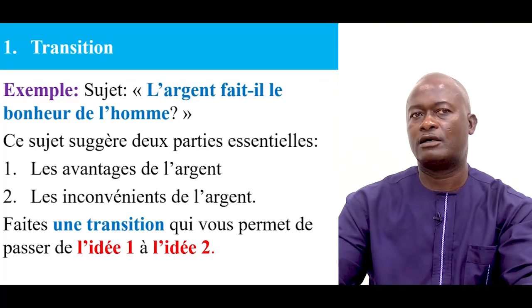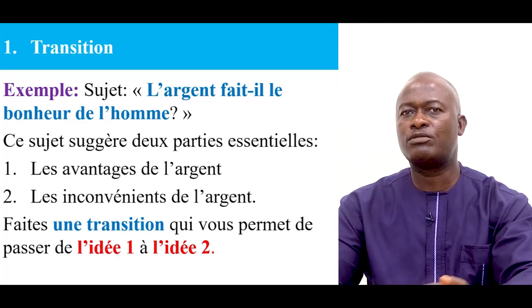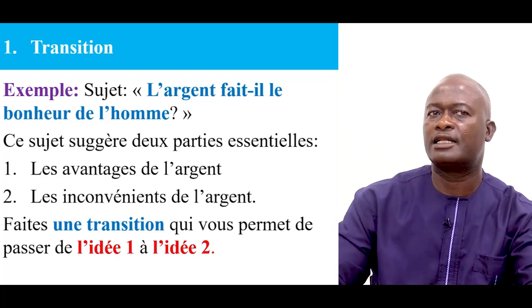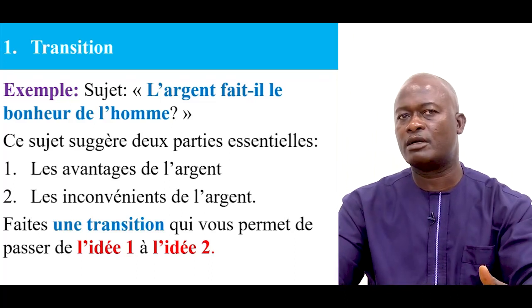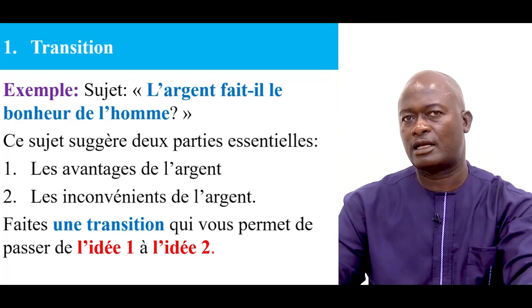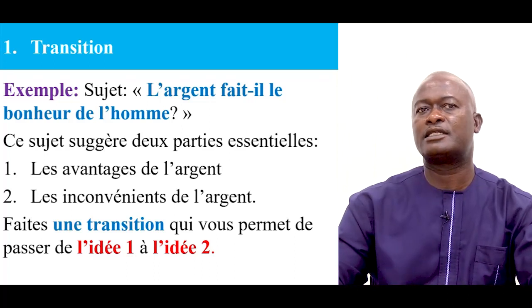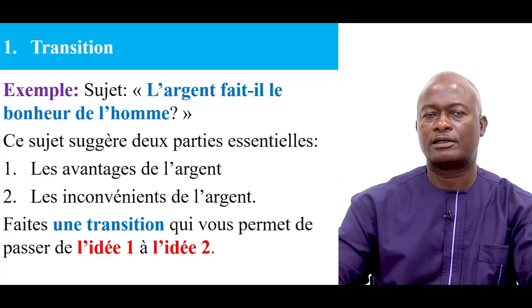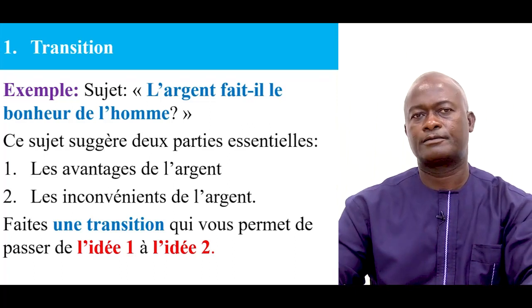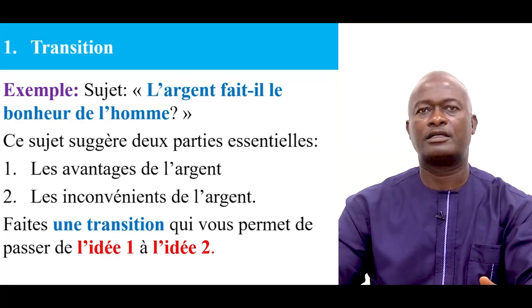So they are asking you now, make a sentence, okay, a transition that enables you to move from the idea number one to the idea number two. And remember, the idea number one talks about the good things that money does. Okay? The good things you can get with money. And then the drawbacks, the setbacks, okay, with money. How do you move from the good one to the other aspect of money?